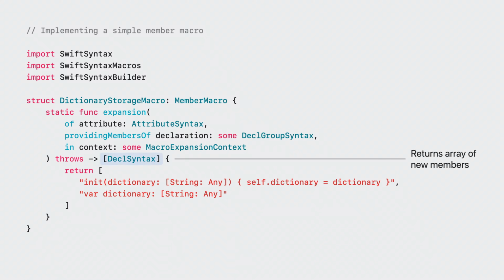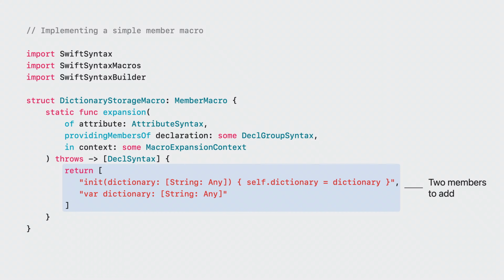Each of the expansion methods returns Swift syntax nodes that are inserted into the source code. A member macro expands into a list of declarations to add as members to the type, so the expansion method for a member macro returns an array of decl syntax nodes. If we look inside the body, we see that array being created. It has the initializer and the stored property we want this macro to add.